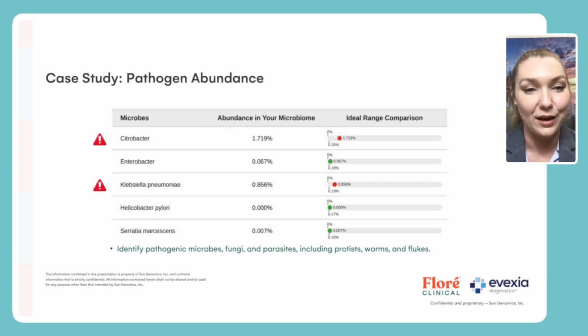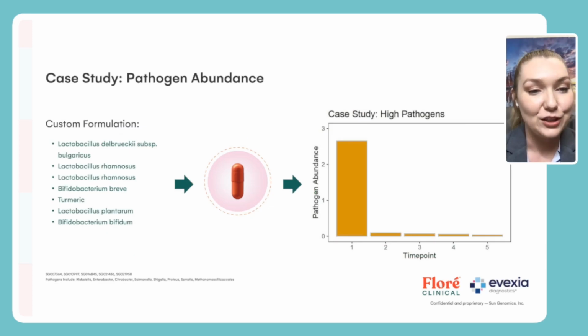And so let's pick a probiotic for this patient based on their pathogen abundance. For this patient, we created a custom formulation that is mostly comprised of lactobacillus species and bifidobacterium species, and the prebiotic filler in their formulation was the powerful antioxidant turmeric.